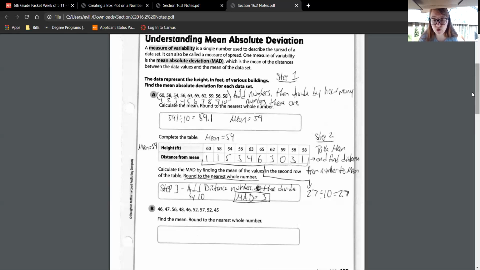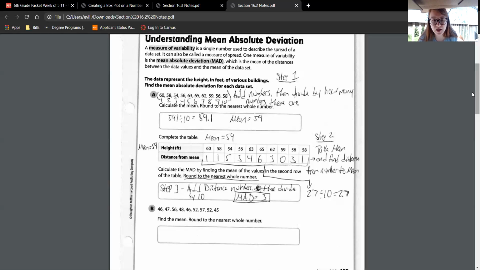59 minus 54, or 54 minus 59 is -5. Again, absolute value will be 5. 56 minus 59 is -3, but the absolute value is 3. So what it's saying is it just wants to know how far the numbers are away from each other, because that will give you the absolute value of like the difference.